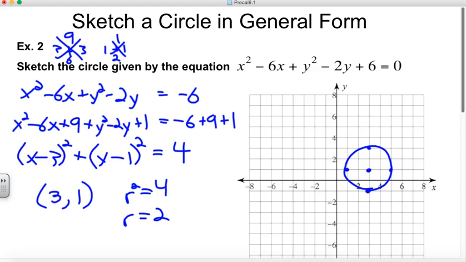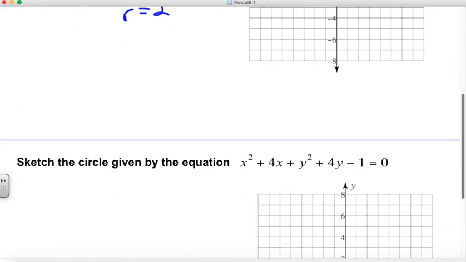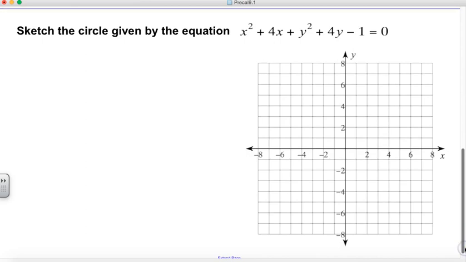Of course, if it was given to you in standard form, then you would just have to pull out the center and pull out the radius and graph it. All right, so go ahead and give it a try. Try to change this general form equation into the standard form by completing the square and then graph it.